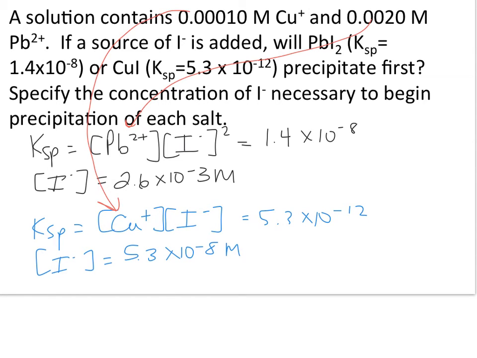to form, copper iodide. So this means that as the iodide is added, the copper iodide will precipitate first, since the iodide concentration that is required is less. 10 to the negative 8th is less than 10 to the negative 3rd. So the copper ions would be separated from the lead ions using this iodide reagent. And the final part of the question says to specify the concentration of the iodide necessary to begin the precipitation of each salt. Those are our answers that we calculated here and here.